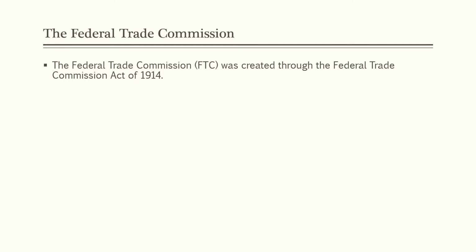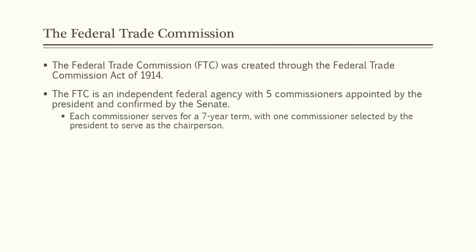The Federal Trade Commission, the FTC, was created through the Federal Trade Commission Act of 1914. The FTC is an independent federal agency with 5 commissioners appointed by the President and confirmed by the Senate. Each commissioner serves for a 7-year term, with 1 commissioner selected by the President to serve as the chairperson.